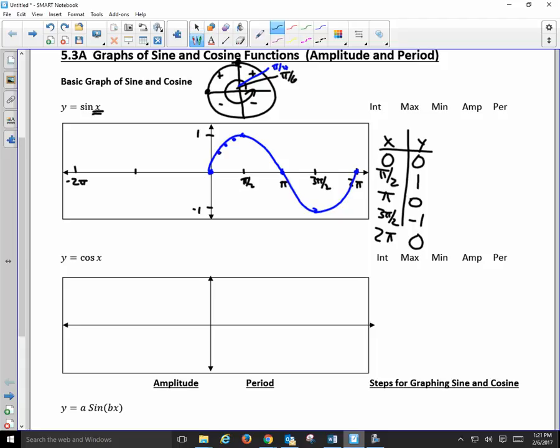Has anybody done physics here? Anybody taking physics right now? A few people. I saw some of your work the other day. You guys were learning to graph some of these pieces. But you know, sine waves are extremely important. We would just kind of continue the pattern in the opposite direction, and we would get another graph right over here.